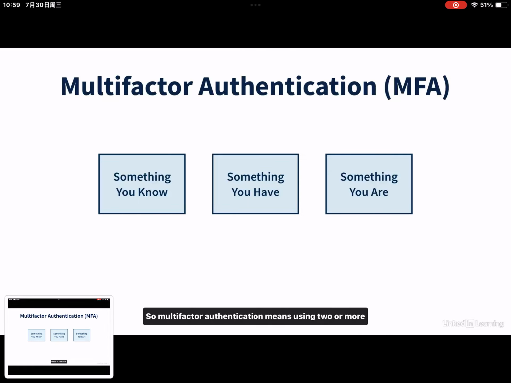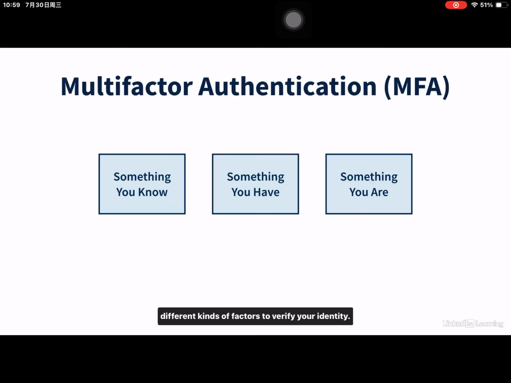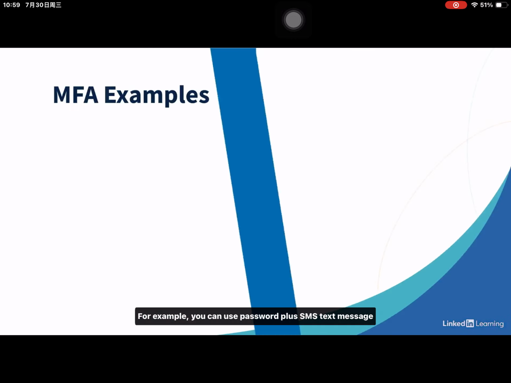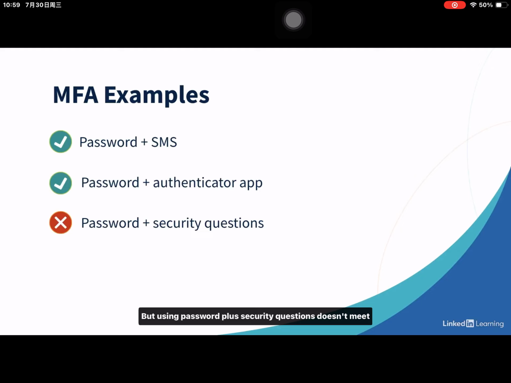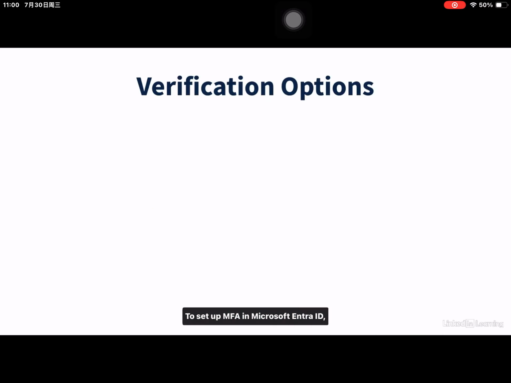So multi-factor authentication means using two or more different kinds of factors to verify your identity. For example, you can use password plus SMS text message to your phone, password plus push notification to your authenticator app. But using password plus security questions doesn't meet the requirement of MFA because they belong to the same factor type, something you know.